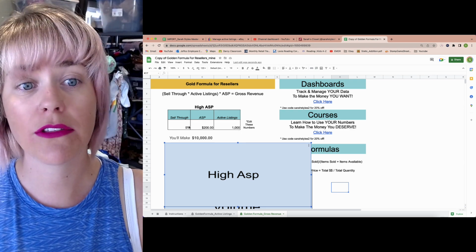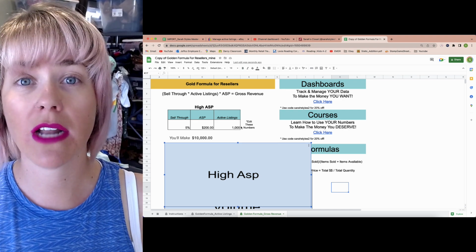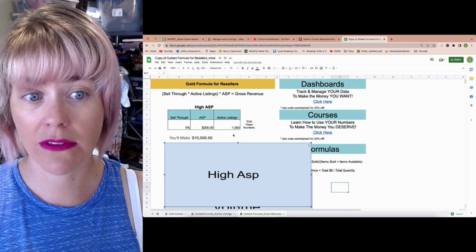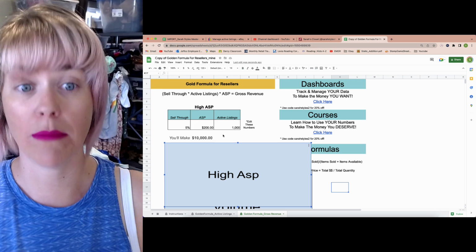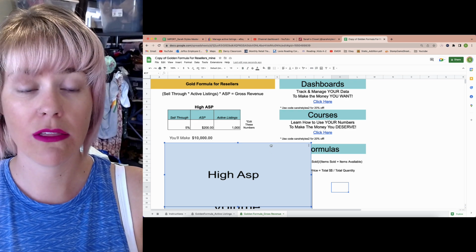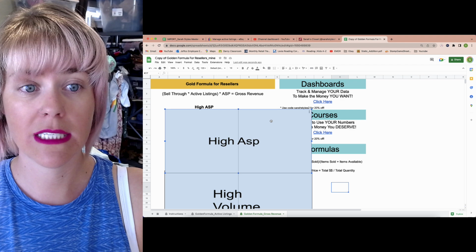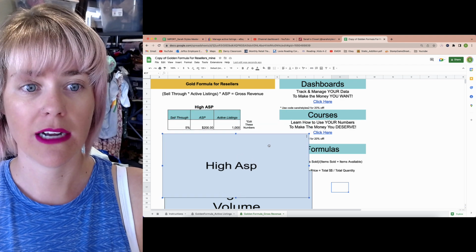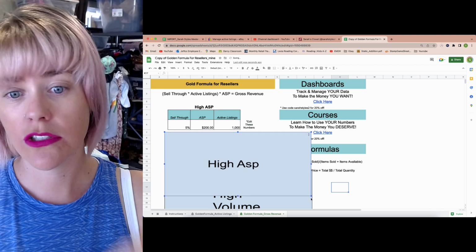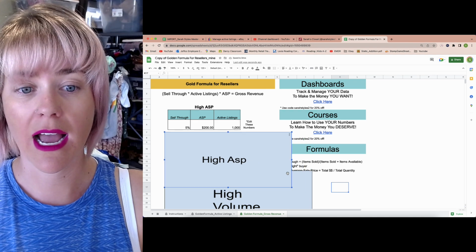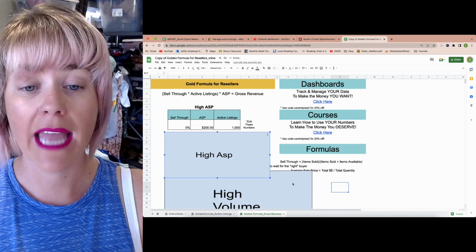So you have a 5% sell-through rate. You have an average sale price of $200. You need 1,000 active listings to make $10,000 a month. So let's go ahead and look at what it would take. Let's keep that there, actually. Let's take a look at what it would take to do the high volume and get $10,000.